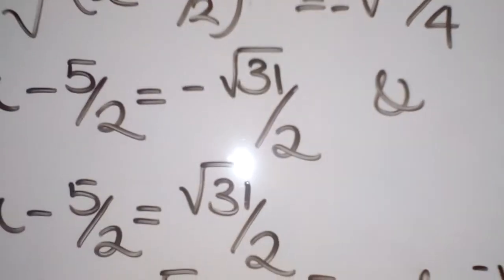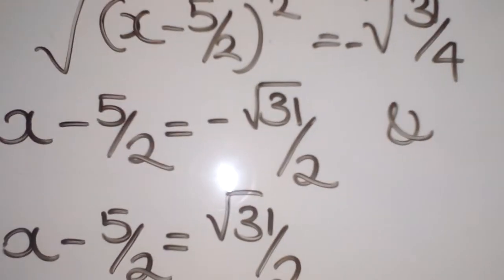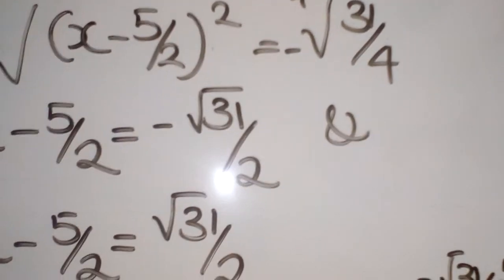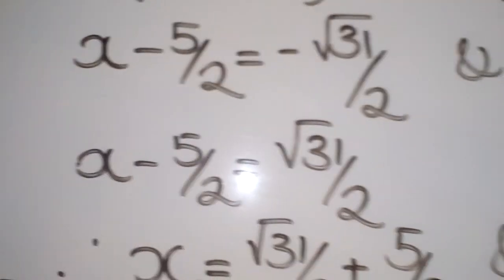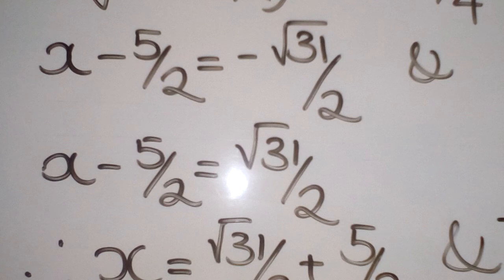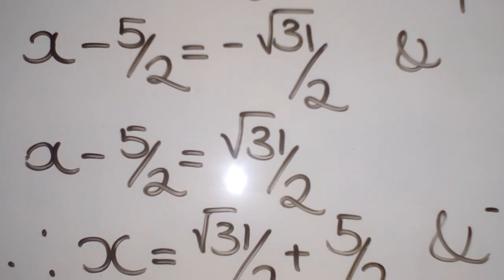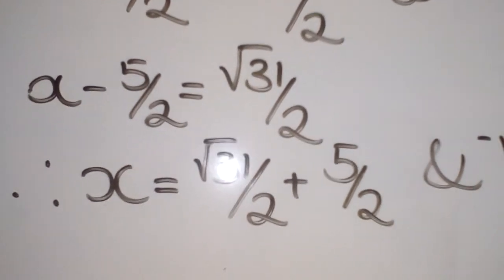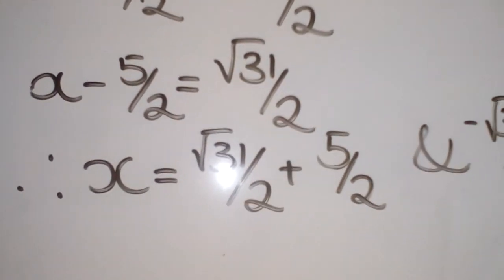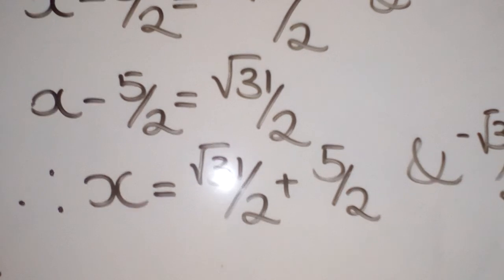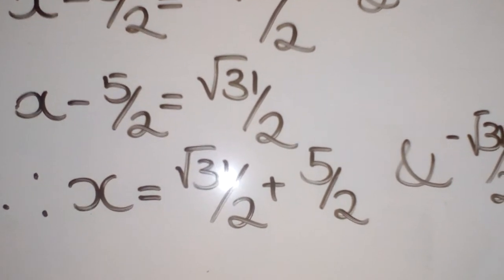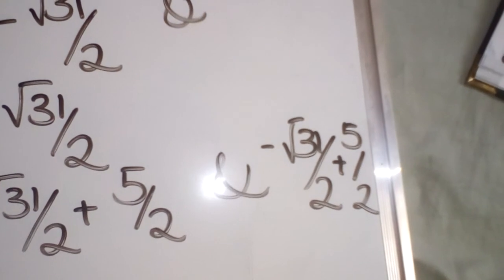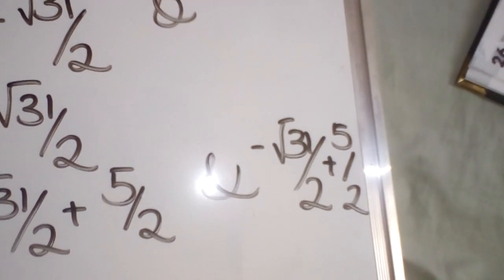And so we have now x minus 5 over 2 is equal to negative square root of 31 over 2, and x minus 5 over 2 is equal to the root of 31 over 2. And so these now become our answers. X is now equal to the root of 31 over 2 plus 5 over 2 and minus the root of 31 over 2 plus 5 over 2.